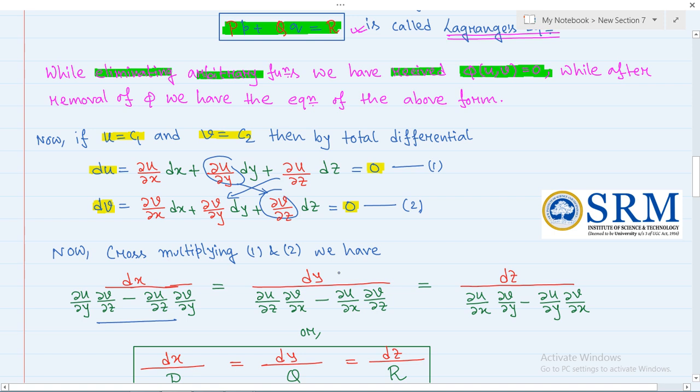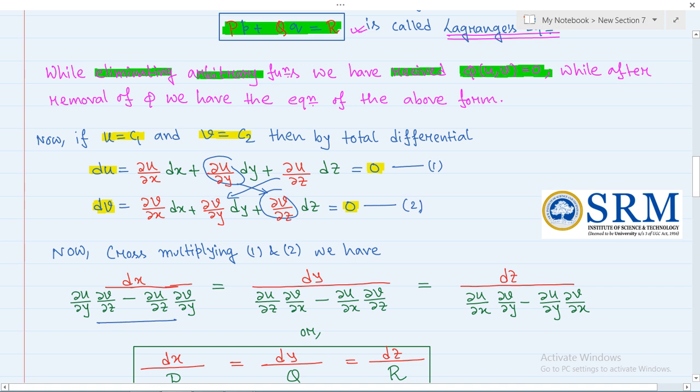Similarly, dy upon, how will we get it? del u del z into del v del x. Whenever we are thinking of dy, we have to just omit dy and think from dz to dx and dx to dz. So del u del z into del v del x minus del u del x into del v del z. Similarly for dz, we eliminate the dz terms and multiply the coefficients of dx and dy. So del u del x into del v del y minus del u del y into del v del x.